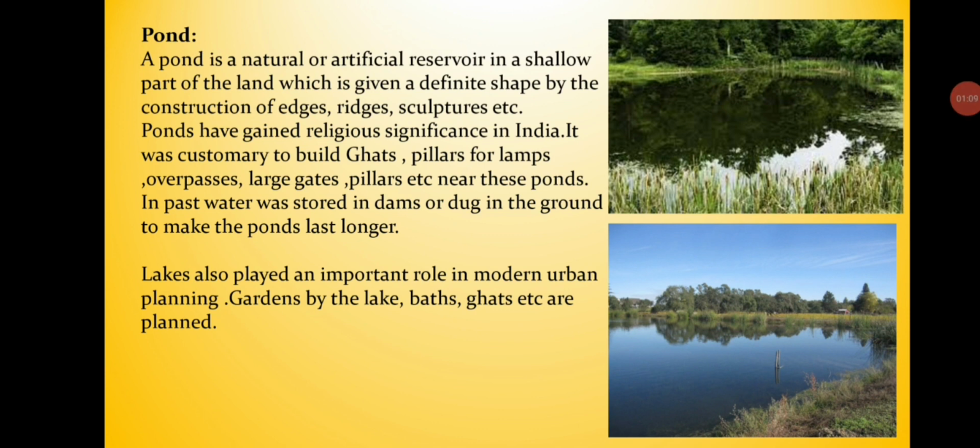Areas where large rivers are less, the number of ponds is high there. Now, it is customary to build ghats, pillars for lamps, overpasses, pillars, large gates, etc. near these ponds. It was not the king's job to supply water in the early days, but the people were able to meet their water needs by their own efforts. So, at that time, building a pond for public use was considered the most important act according to Dharma Shastra. Such ponds were built and offered for public works.